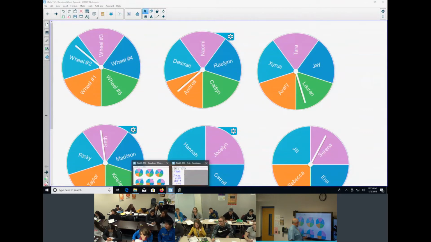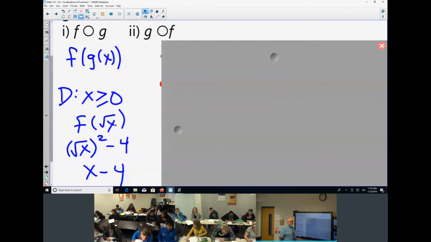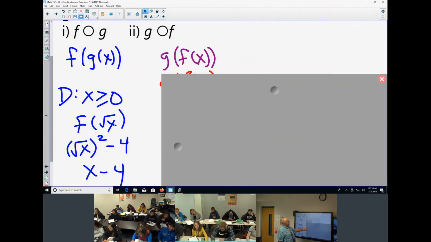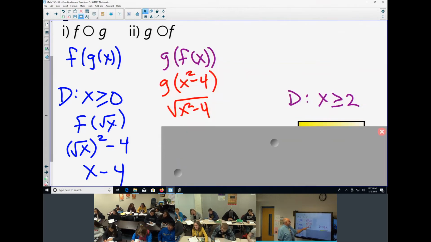All right, so Lauren, when you have g of f. I set it up, but I'm not sure what the domain is. Oh, okay. Well, the domain is tricky. So just tell me what the g of f is. Okay, it's the square root of x squared minus 4. So all underneath there. Yeah, the square root of x squared minus 4. So any questions on that?